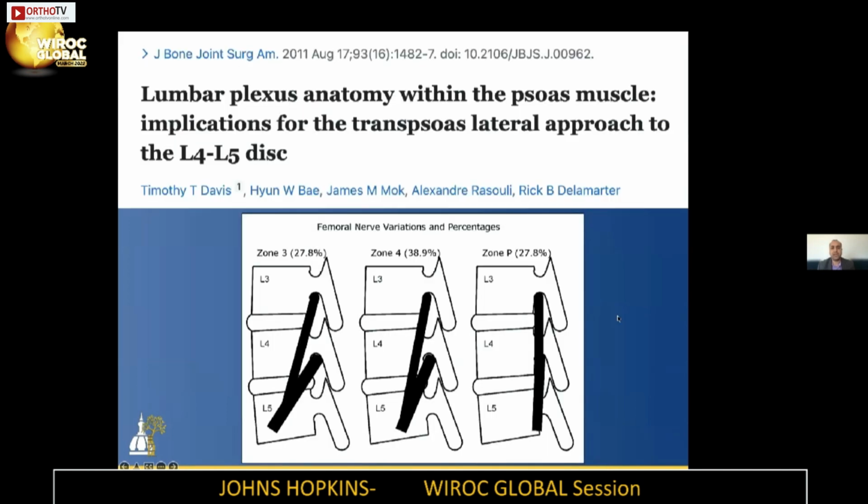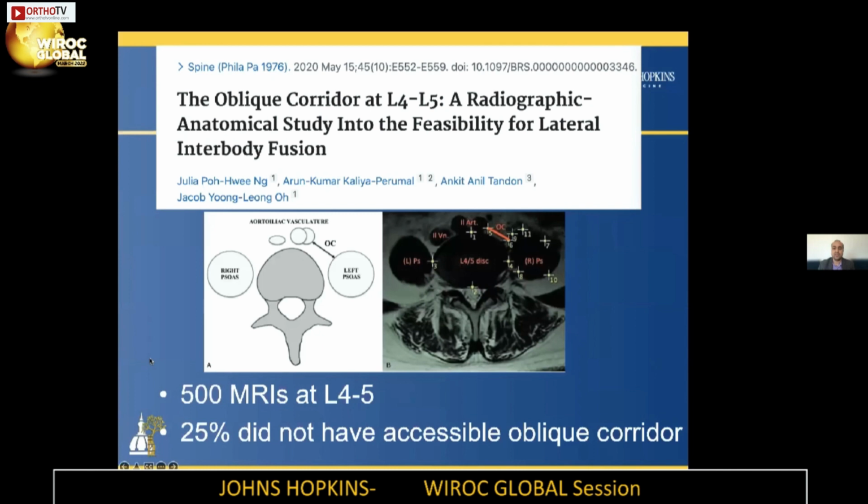A couple of key points about lateral access surgery. It's really important to understand lumbar plexus anatomy within the psoas muscle and understand that there is some variation, especially when you're working at the L4-5 level. In the majority of cases, the nerve is posterior, but having said that, there are some variants, about a quarter of the cases, where the nerve comes more anteriorly. So it's really important to be cognizant of that and use neuromonitoring or other stimulation-based devices to appropriately account for that.